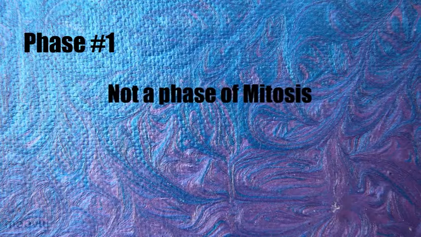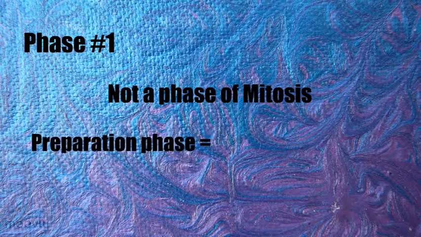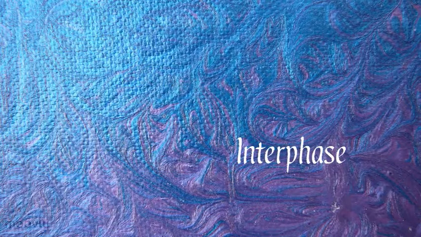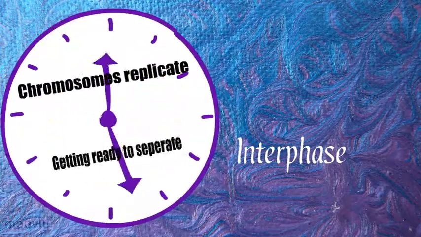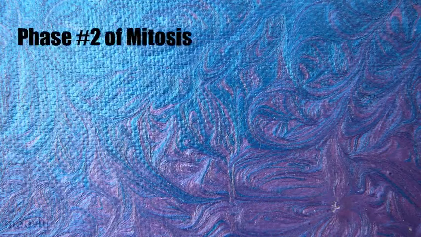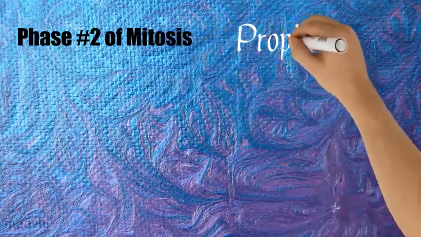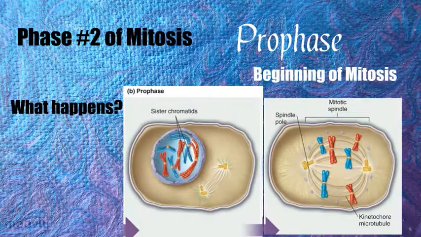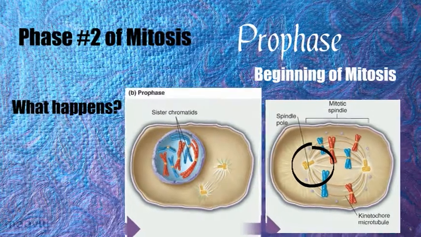The first phase of cell division is not considered a phase of mitosis, but more of a preparation phase. This phase is called interphase. During this phase, the chromosomes have replicated and are getting ready for cell division. The next phase in the cell cycle is called prophase. This is actually where mitosis begins. In this phase, sister chromatids condense, the nuclear envelope disappears, and the chromatids attach to the spindle.